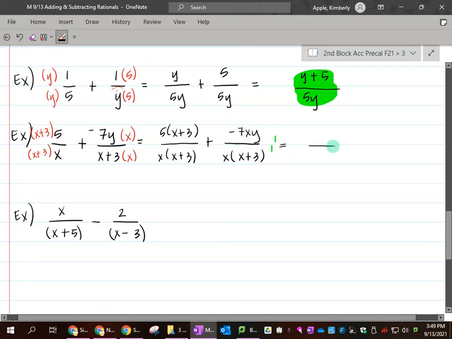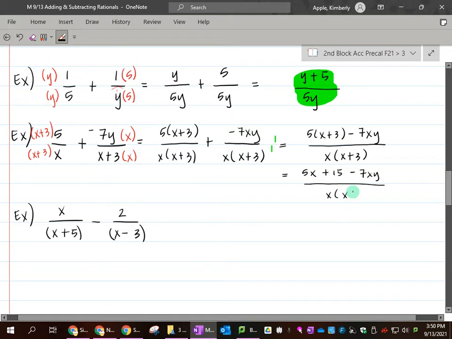Okay, so now that our denominators are the same, we're going to combine the numerators according to this operation, which is just addition. So this will be 5 times x plus 3 minus 7xy. And I'm pretty sure that top is not going to factor, but I do want to bust all this apart and distribute it through so I can actually see that. So that's 5x plus 15 minus 7xy over x times x plus 3.